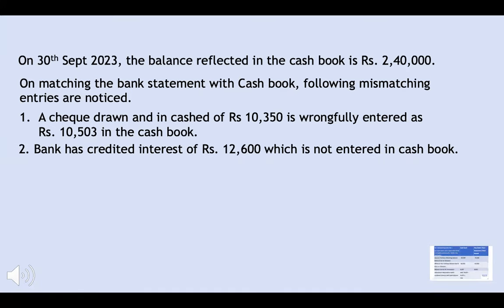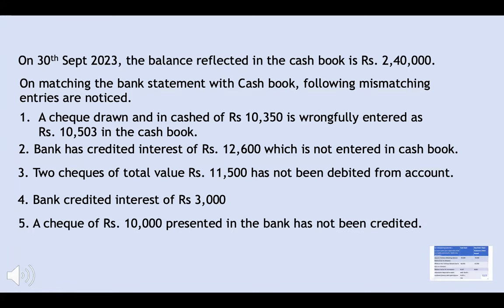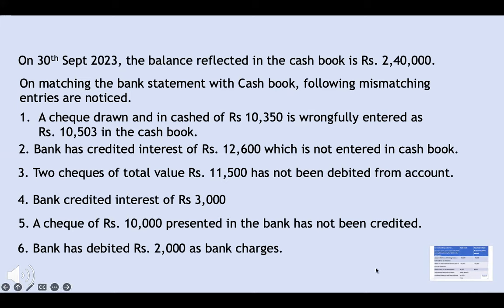The bank has credited interest of 12,600 rupees, which has not been taken in the cash book. Two checks of value rupees 11,500 have not been debited from the bank account. The bank credited interest of 3,000 rupees, and a check of 10,000 presented in the bank has not been credited. Lastly, the bank has debited 2,000 rupees as bank charges. We have to prepare the bank reconciliation statement and find out the passbook balance with the help of this.